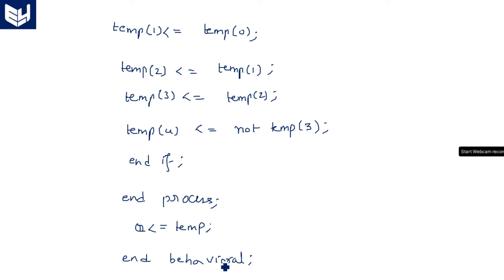So this is the VHDL code for the Johnson counter. What is happening here is that the data keeps shifting, but the last data, which is the complement of the last output, is connected at the input of the first flip-flop.